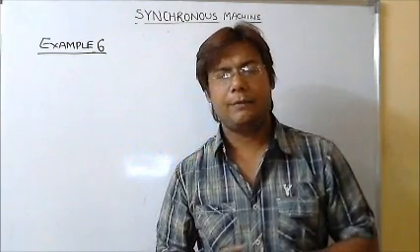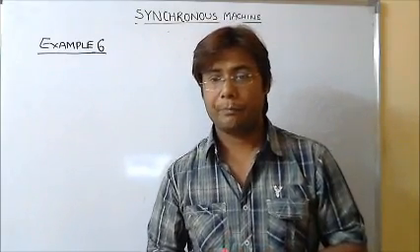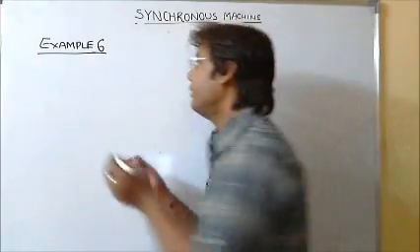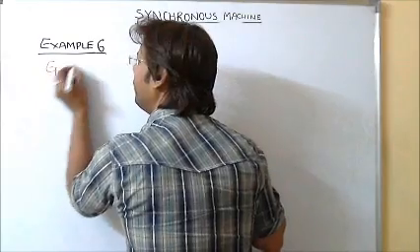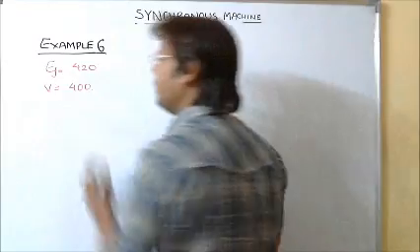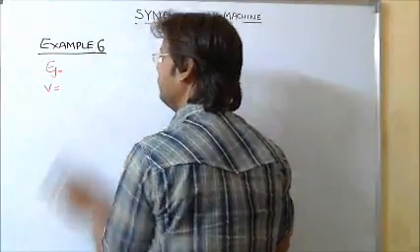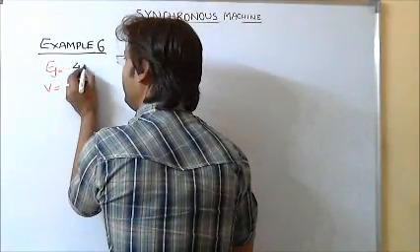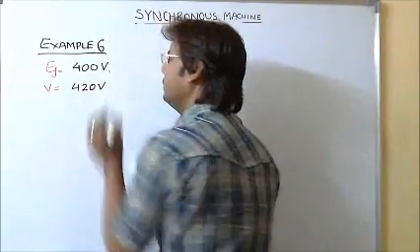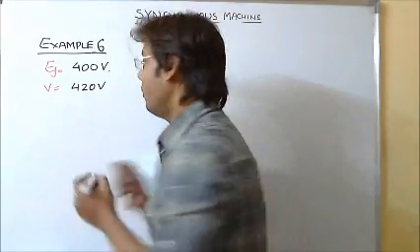In example number 6, we have to find the synchronizing power and the electromagnetic power of a three-phase synchronous motor with EF given as 420 volts, V given as 400 volts, and EF given as 400 volts and VF given as 420 volts, and the reactance XS given as 5 ohms.